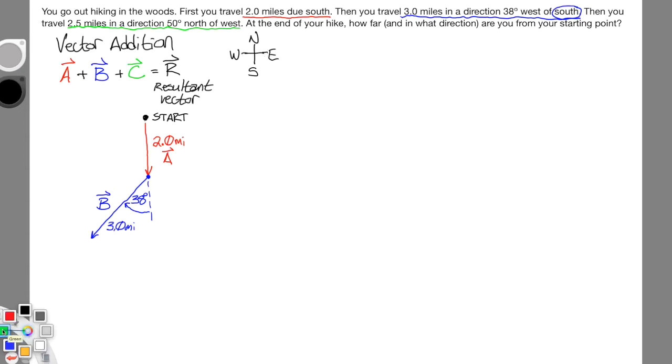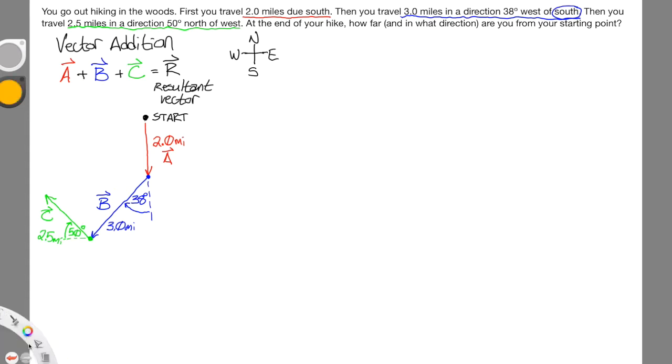Then we continue our tip to tail adding here, except this time we're starting at the tip of vector B, and now we're going to add vector C from there, which is in a direction 50 degrees north of west. So in this northwest direction, vectors might not be perfectly to scale, but this is vector C, and it has a magnitude of 2.5 miles. So north of west means west is our reference line, and our angle is measured north from there. So here is where that 50 degrees goes.